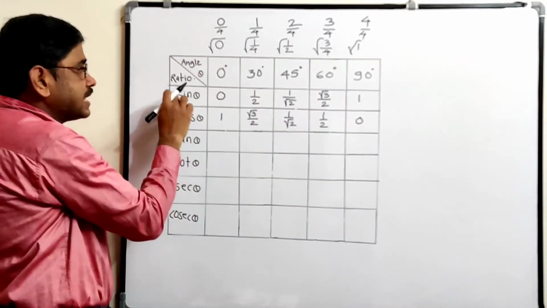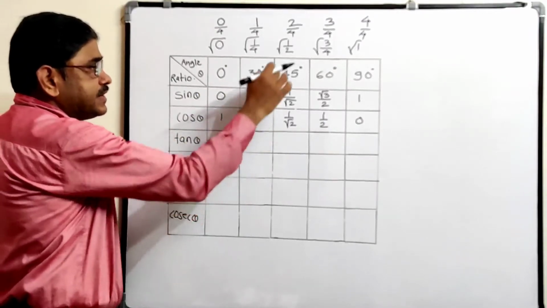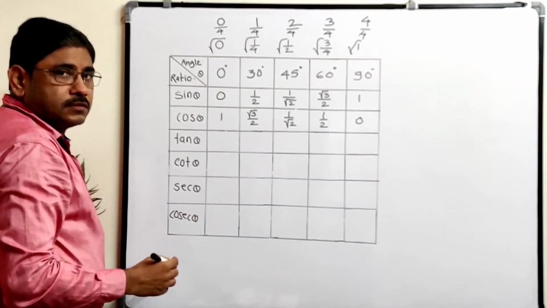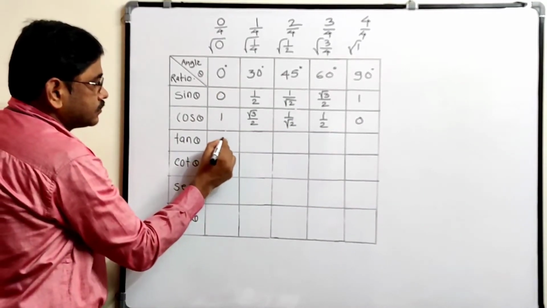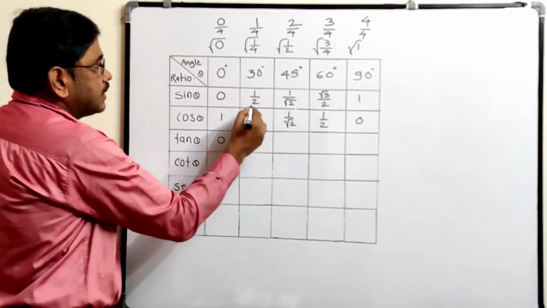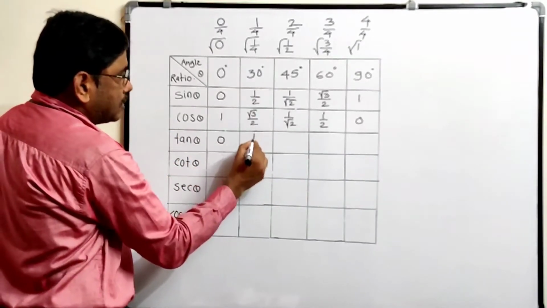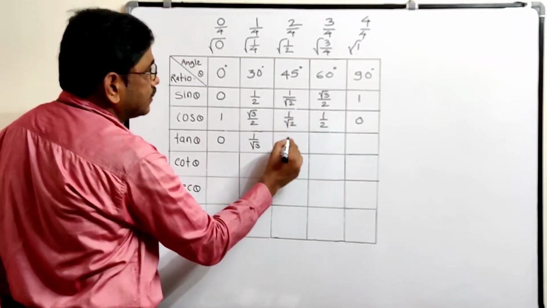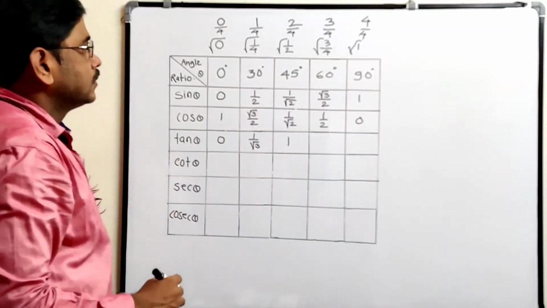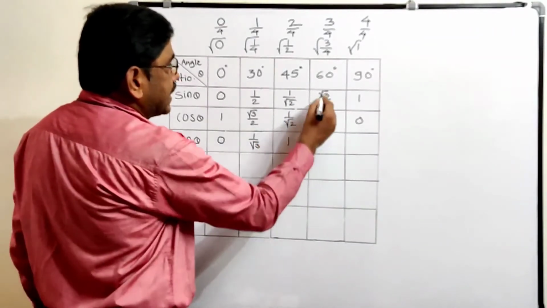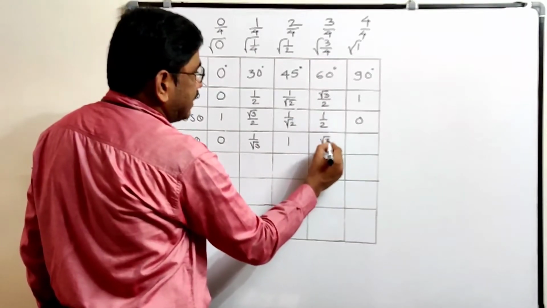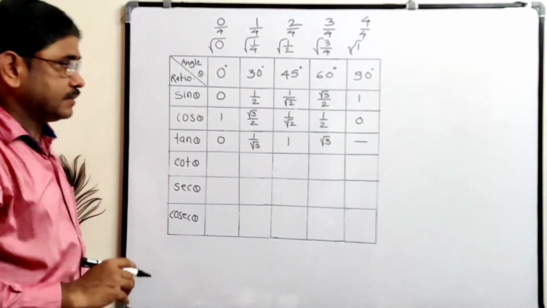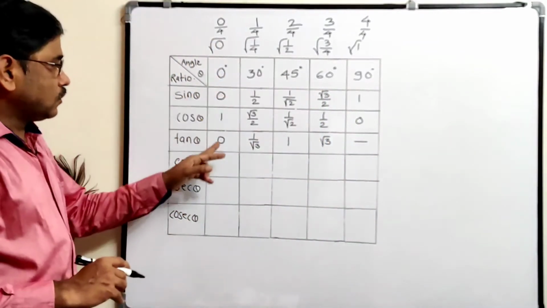After that, tan. Tan means sine upon cos, so keep dividing them. Sine upon cos: 0 upon 1 is 0. Here 2 gets cancelled, we get 1 upon root 3. Here root 2 gets cancelled, we get 1. And here this 2 gets cancelled, we get root 3. And here dividing by 0 has no meaning, so it is not defined. So put a dash there. The values of tan are 0, 1 upon root 3, 1, root 3, and not defined.